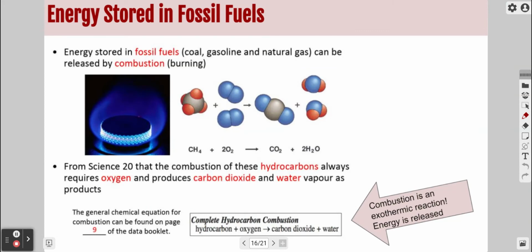Alrighty, what do we need to know here? You do need to know combustion reactions. Remember, they need oxygen, and they always release carbon dioxide and water if you're burning a hydrocarbon. This is on page 9 in your data booklet if you ever forget it. And you do need to remember that a combustion reaction is always exothermic because energy has to be released. We need that energy released so that we can heat the water in our power plants.